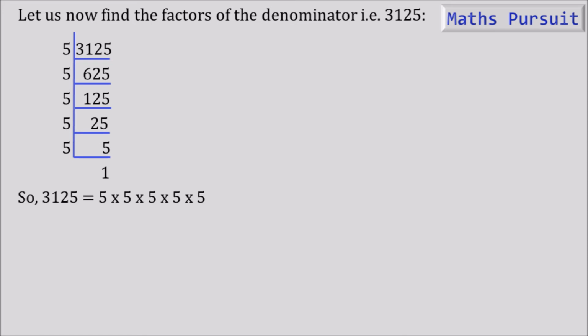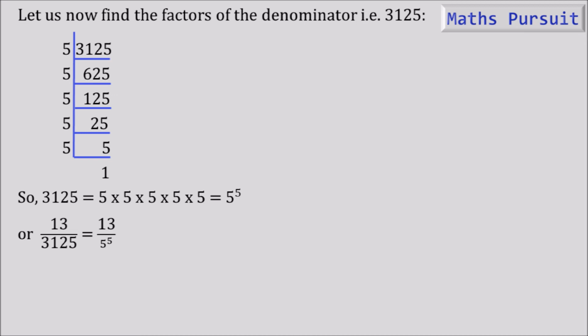Now I can represent the given number 13 by 3125 as 13 by 5 to the power 5. Now in order to make the denominator of the form 2 into 5, we already have 13 by 5 to the power 5, so I will multiply 2 to the power 5 in the numerator as well as 2 to the power 5 in the denominator. Guys, if we multiply the same number in the numerator as well as in the denominator, the effect will be nil. I am multiplying so that I can get the denominator in the form 2 into 5.